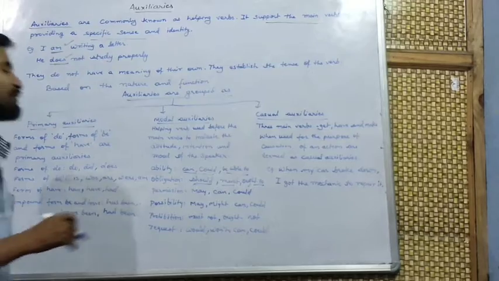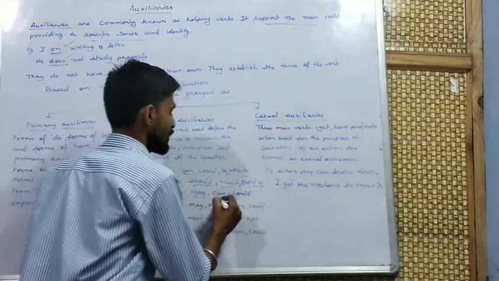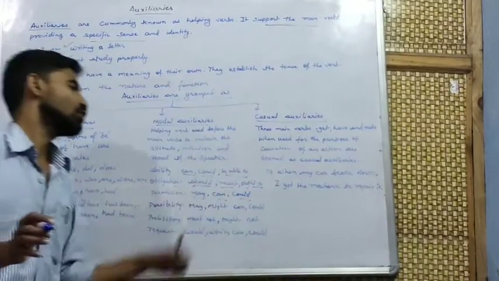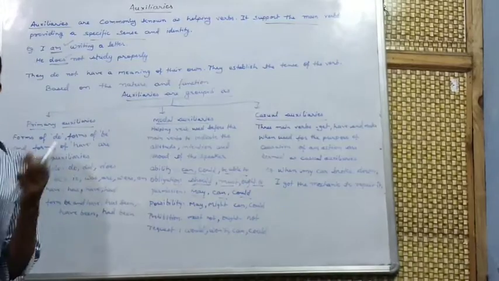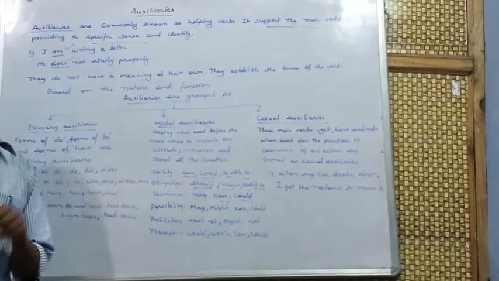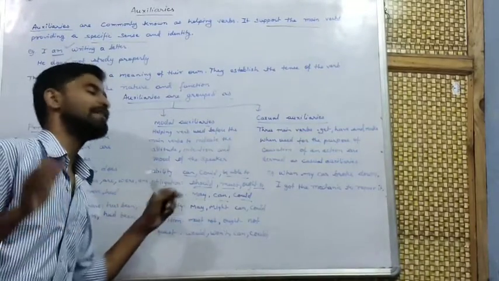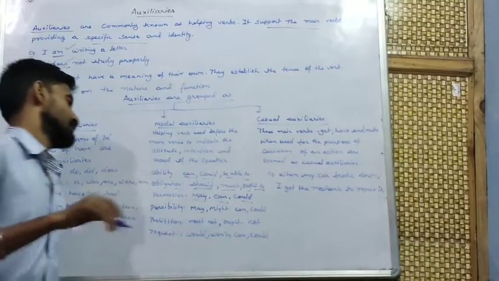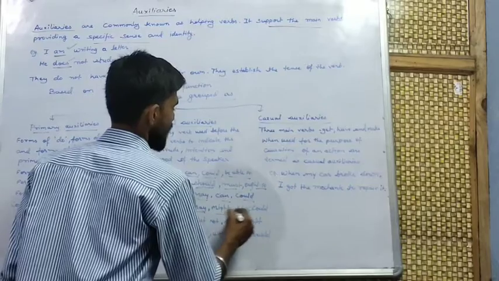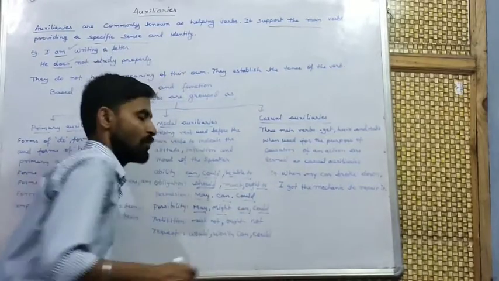Permission. To ask permission, we use modals like may, can, could. For very polite permission, we use could. For formal permission, we use may. For informal permission, just like when we are at home, we use can. Possibility. For showing possibility, we use may, might, can, could.